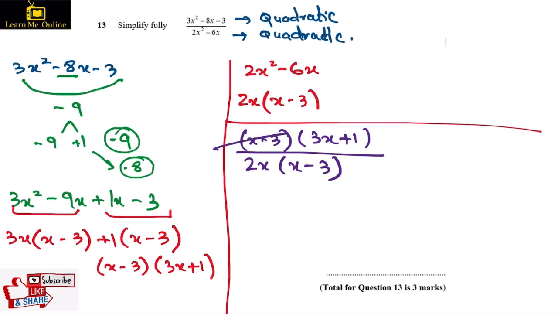We always cancel the same brackets, which is part of the simplification, and we'll get 3x plus 1 on the top and 2x in the denominator. So here's the simplification of the question, and that is for 3 marks.